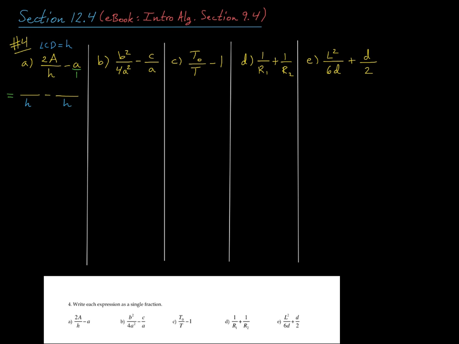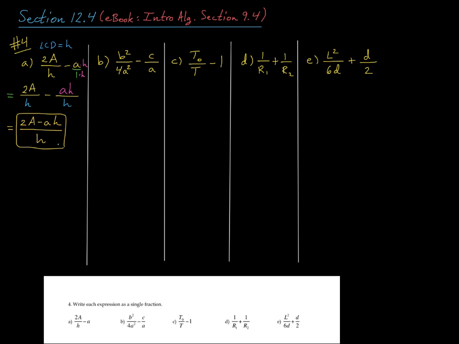Right? So let's see here. I have 2a for the first minus, and I'm missing the h. So I'll multiply this and this by h, giving us an a h there. And then I'll go ahead and just combine numerators. So I have 2 times capital A minus ah, and that's being divided all by h. And that would be it.